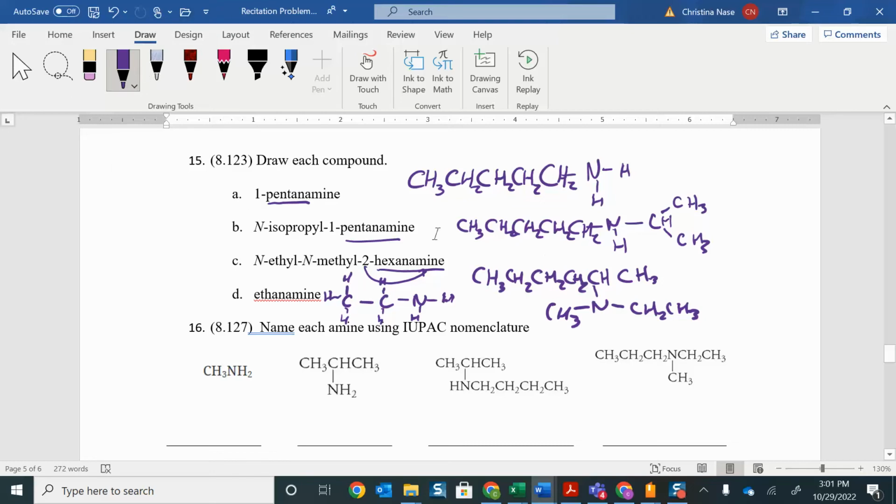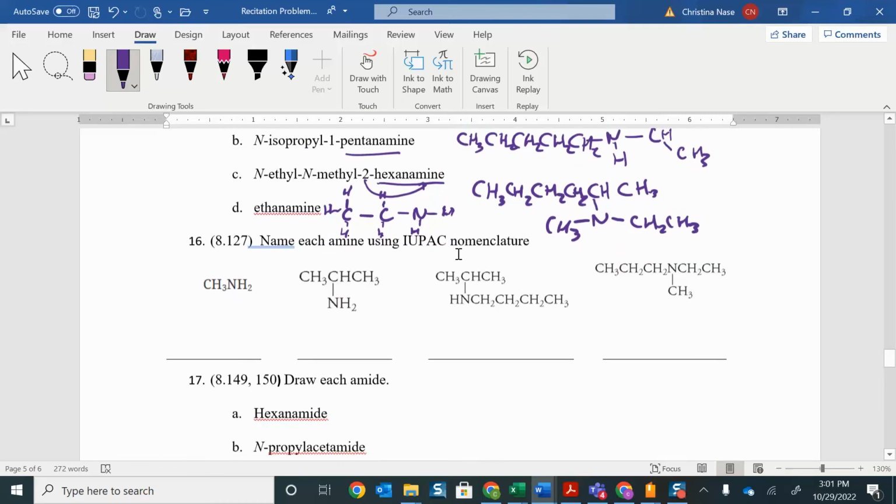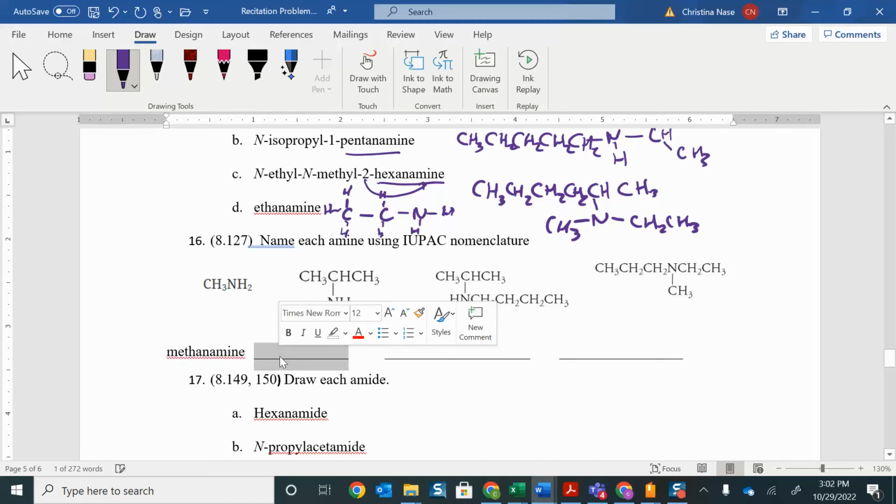So this is how we draw them. To name them, we're going to work backwards. We're looking for the longest carbon chain that has a carbon attached to the nitrogen. So in this case, I only have 1 carbon there. Instead of calling it methane, you can kind of figure out what the naming system is going to look like. I drop that E and add amine at the end. So this one is just going to be methanamine. I know I have bad writing, so I'm going to try to type these.